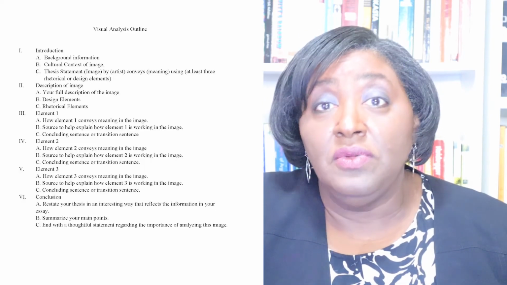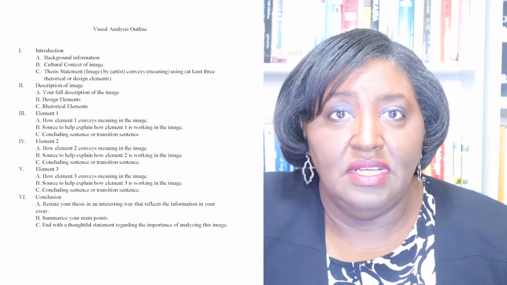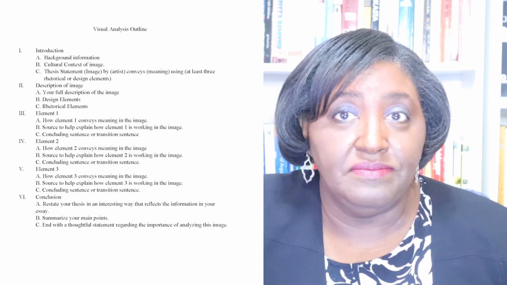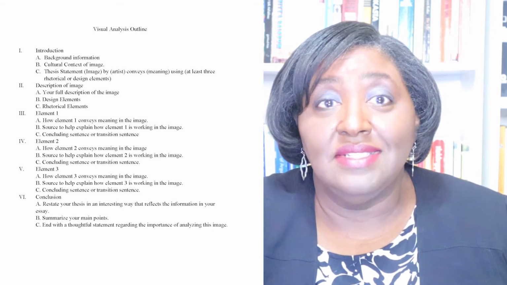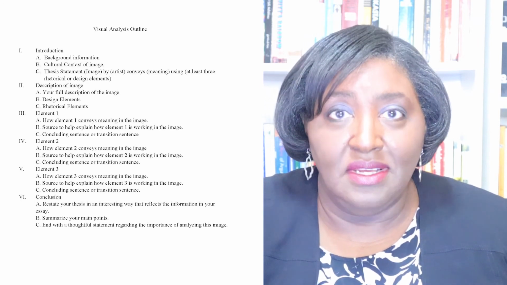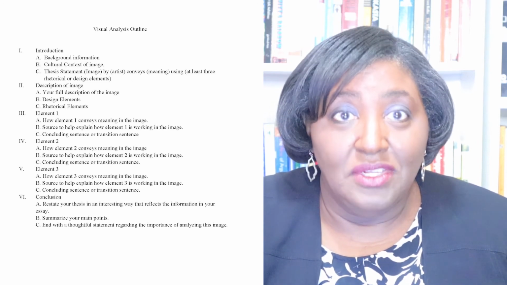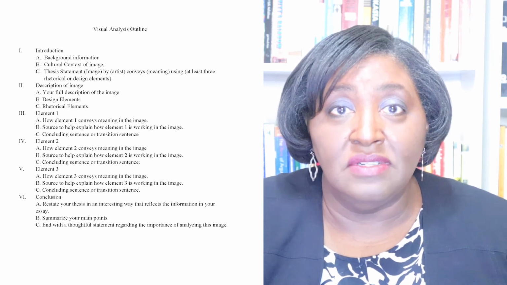Once that's done, it's time to do the outline. I've given you a template to use for the visual analysis outline. You'll start with an introduction. Next is a description of the image. This should be easy since you'll already have written the description in the earlier assignment. Then you have your 3 or more body paragraphs in which you discuss how the elements in your image create the meaning. Finally, you write a concluding paragraph. Try to use your outline to help you decide where you'll use the evidence you found in the databases.